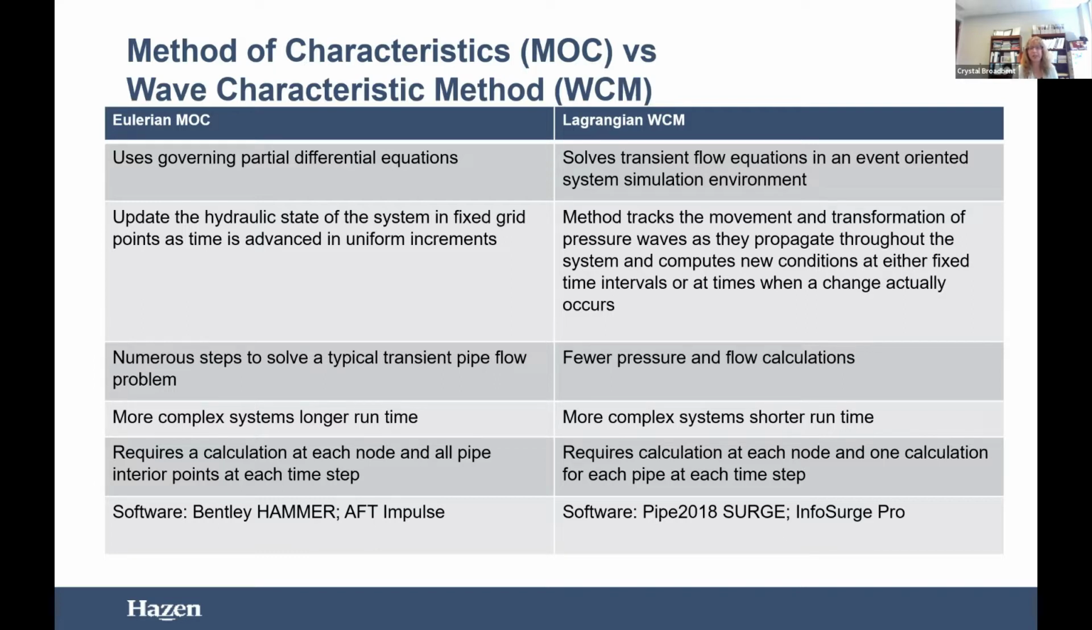Whereas the WCM solves transient flow equations in an event-oriented simulated environment. In other words, it has a method to track the movement and the transformation of pressures as they propagate through the system, and computes the new conditions at fixed time intervals or when there's actually a change that occurs. So there are fewer pressure and flow calculations, and more complex systems will run in a shorter period of time, because it's only doing the calculations at the nodes and at the pipes. And right now, this is seen in KYPipe, and KYPipe actually is not 2018 anymore; it's like 2022 Surge. And also in Pro, InfoSurge Pro.